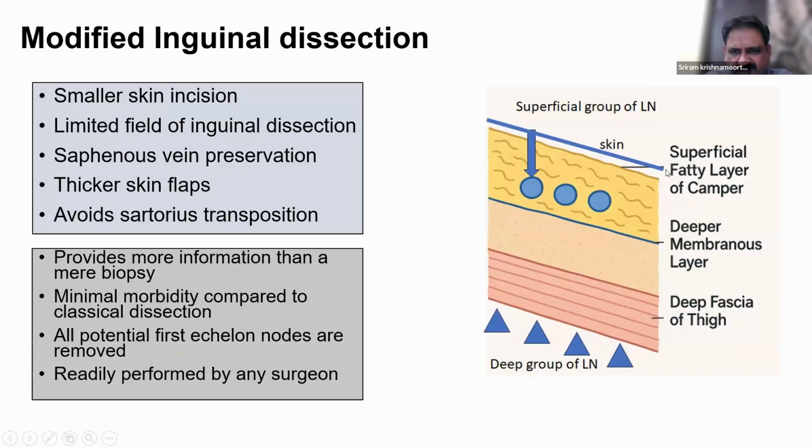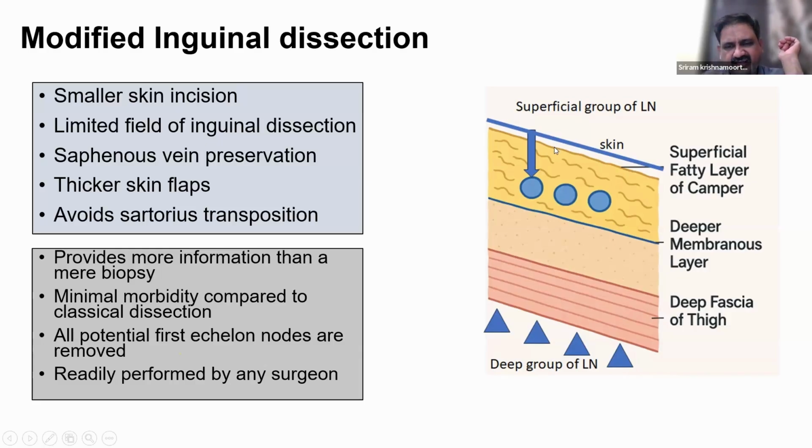I was talking about this repeatedly, I was highlighting it. You have the skin here. Are you able to see my mouse running? You can see the superficial layer. This is the skin. The blue line is the skin. This yellow one is the adipose tissue, and then you have the membranous layer, and then you have the deep fascia of thigh. Okay, this is the fascia lata. The deep fascia of thigh is fascia lata.